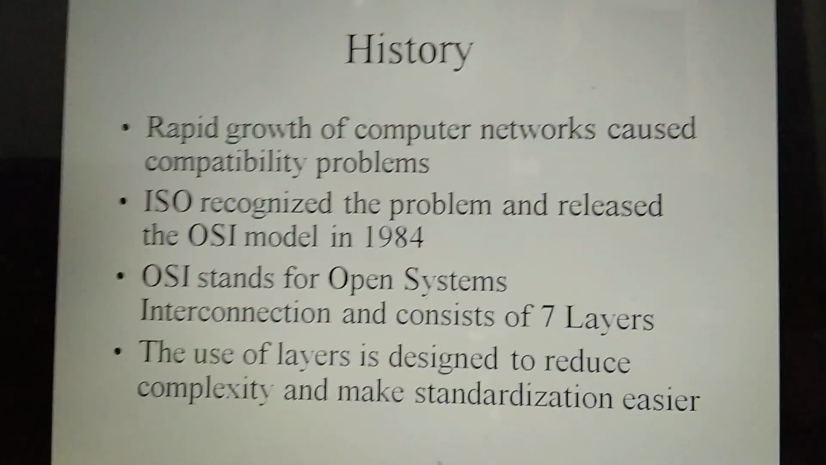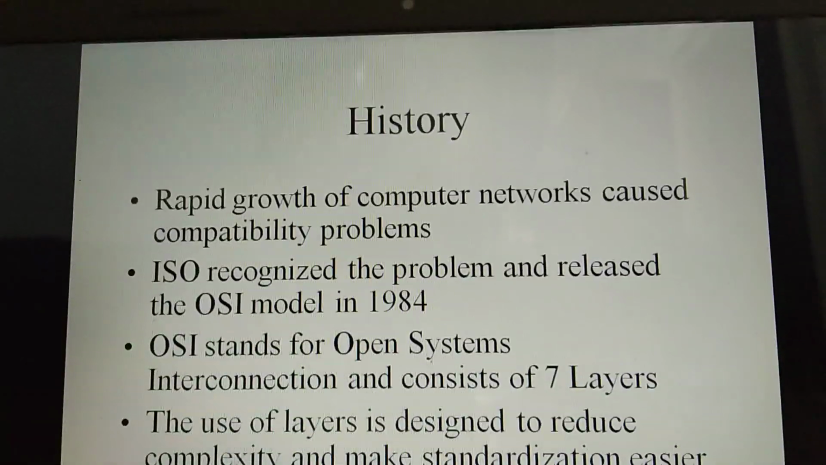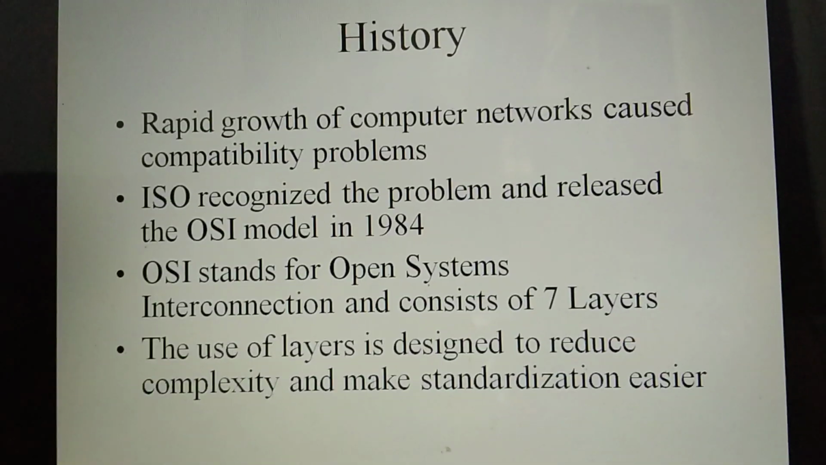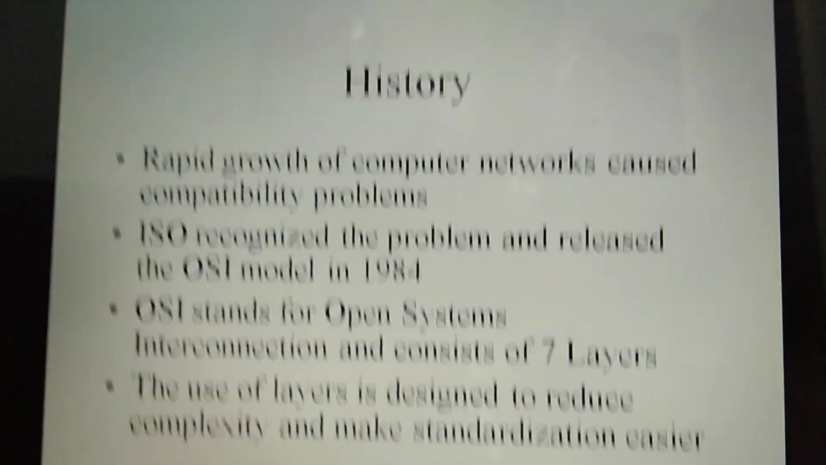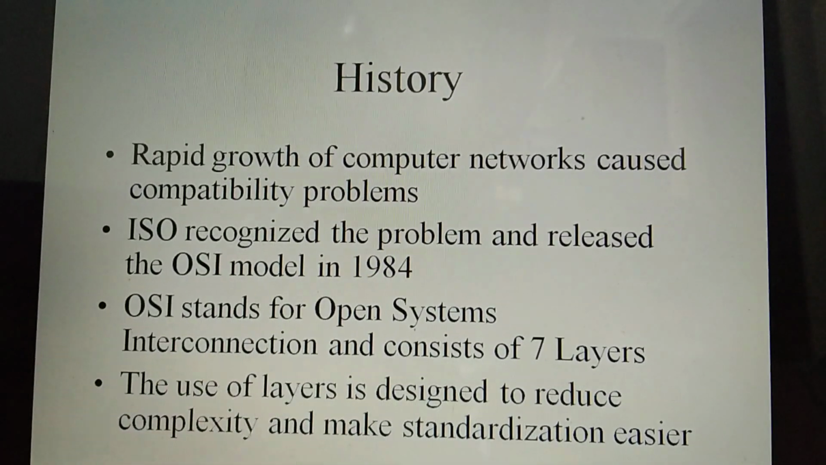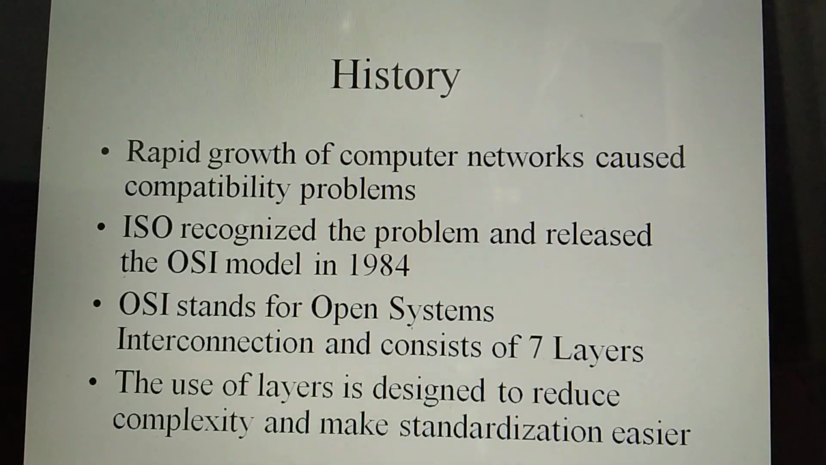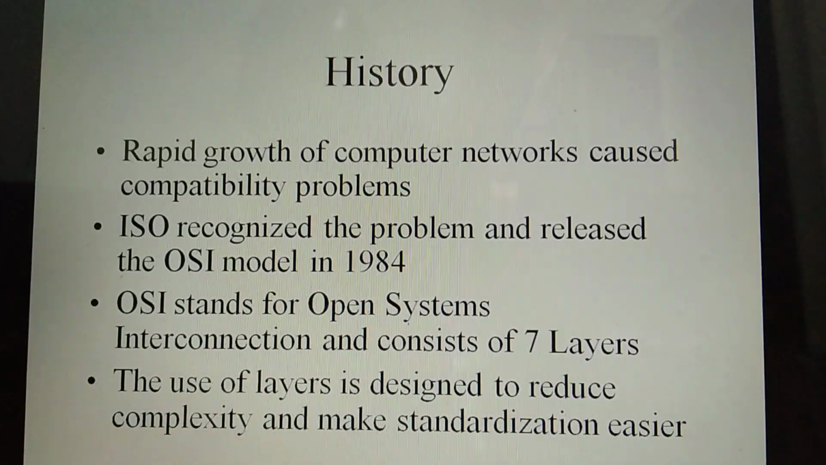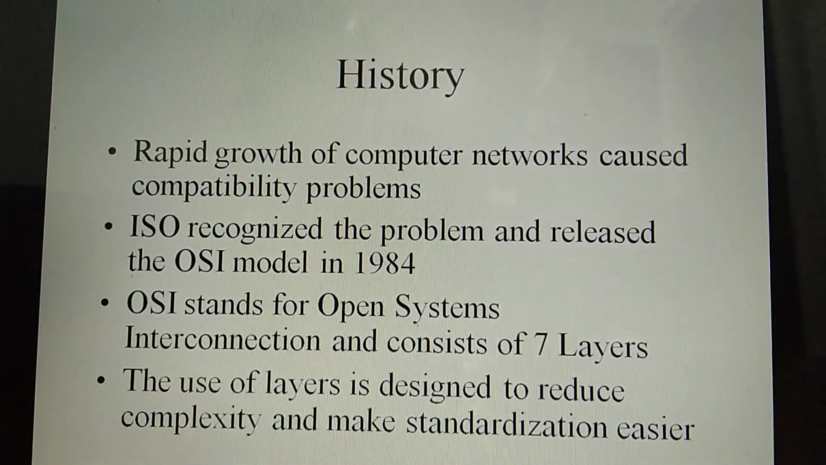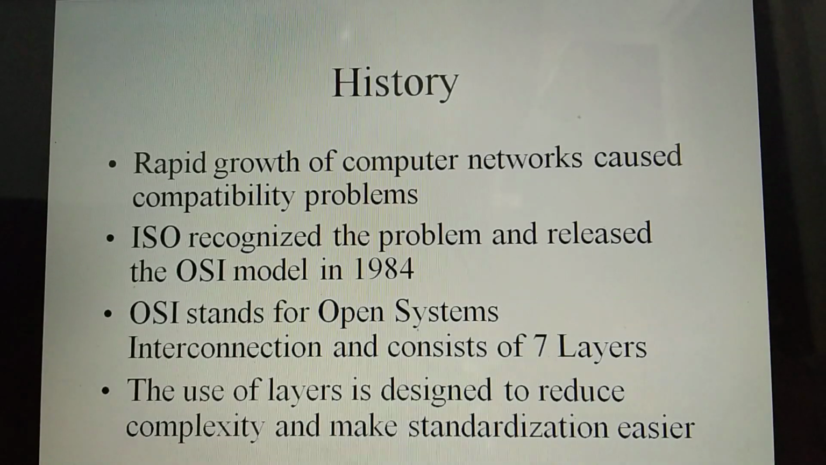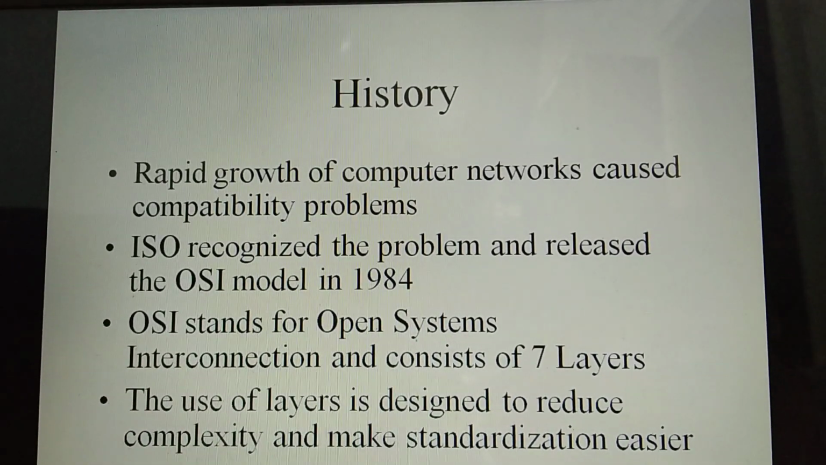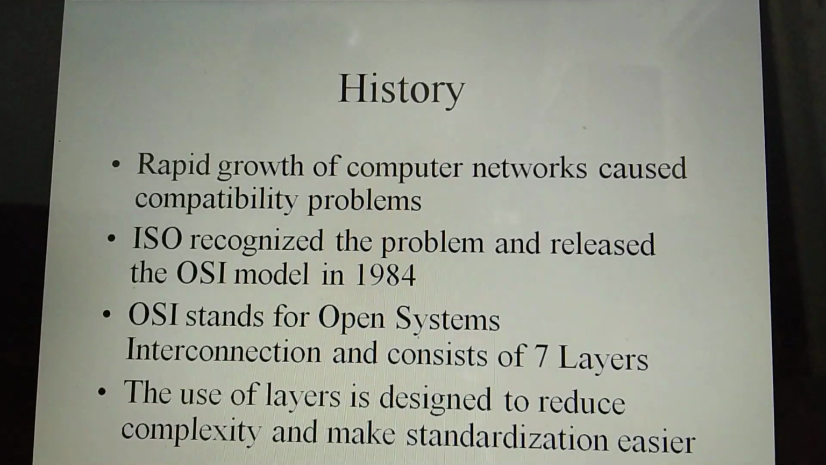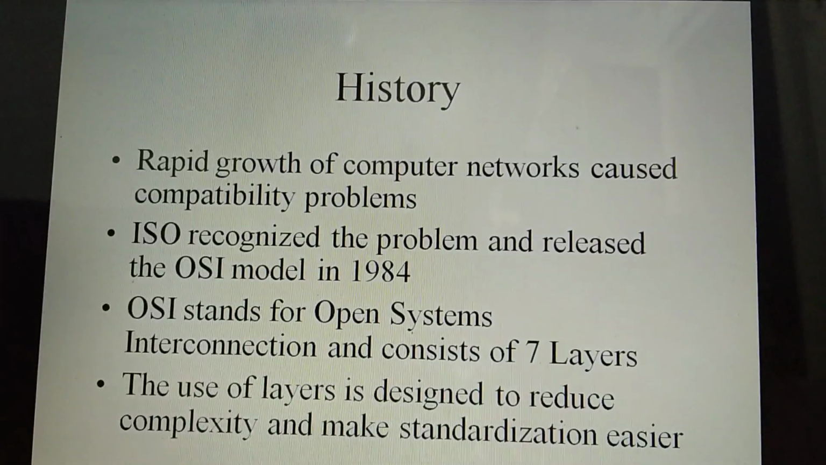First we will see the history. The rapid growth of computer networks caused compatibility issues and hence the ISO recognized the problem and released the OSI model in the year 1984. OSI stands for Open System Interconnection and it consists of 7 layers. The use of layers is designed to reduce the complexity and to make standardization easier.